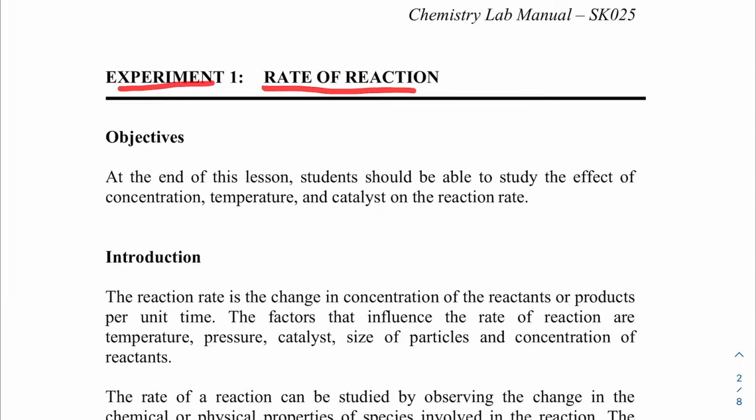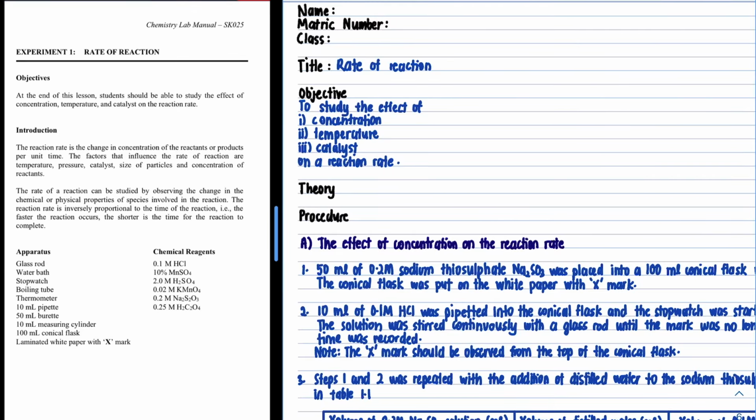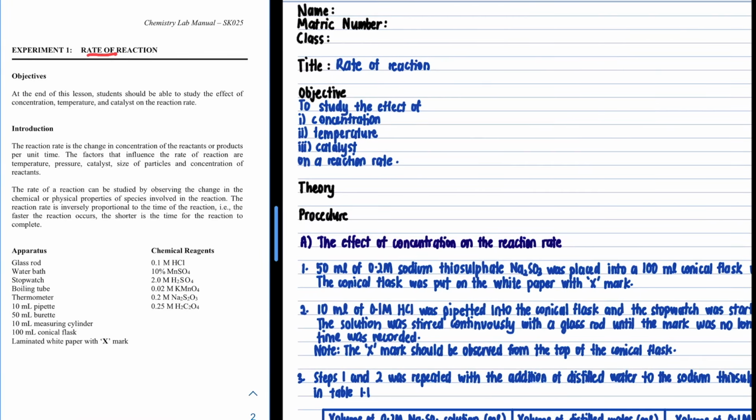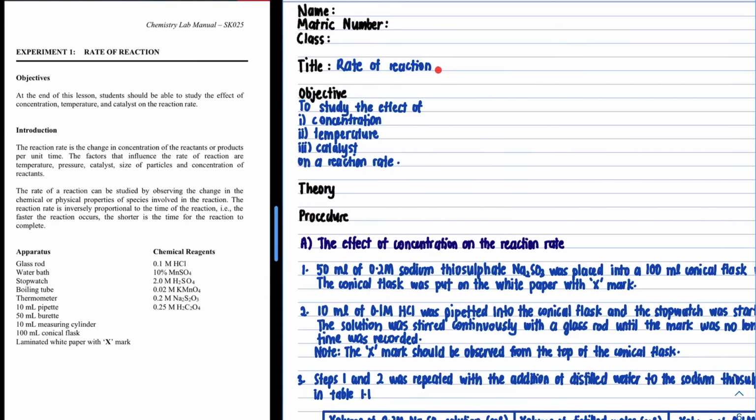The rate of reaction. By now you have done the experiment. So the next step is to write down the lab report. In the lab report, what you should have is the name, metric number and class. Next is the title. The title depends on the lab manual. Here you can see that the title is rate of reaction, so that is what we're going to write down in the title in our lab report.